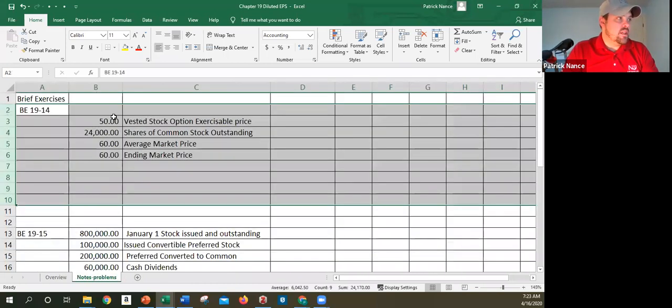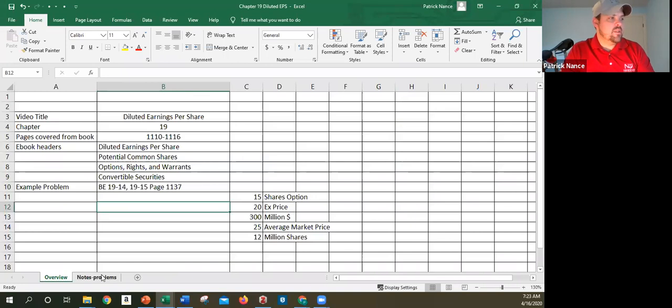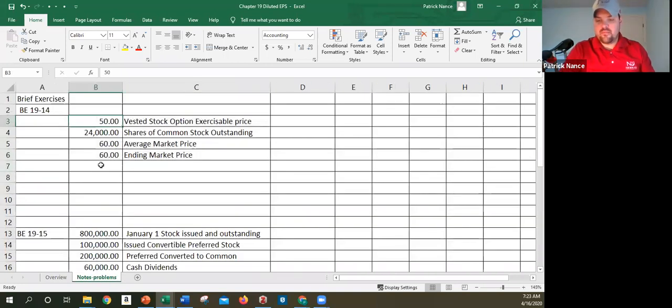So 1914 on page 1137. 1914, page 1137 says fully vested incentive stock options exercisable at $50 per share to obtain 24,000 shares of common stock were outstanding during a period when the average market price of the stock was $60 and the ending market price was $60. How many shares will the assumed exercise of the options increase the weighted average number of shares outstanding when calculating the diluted earnings per share?